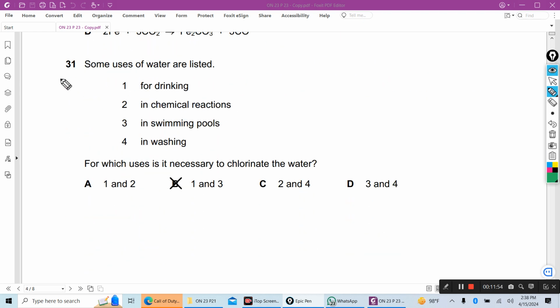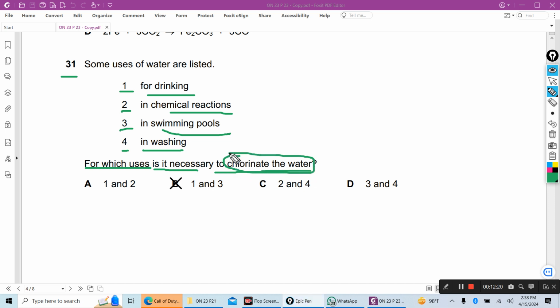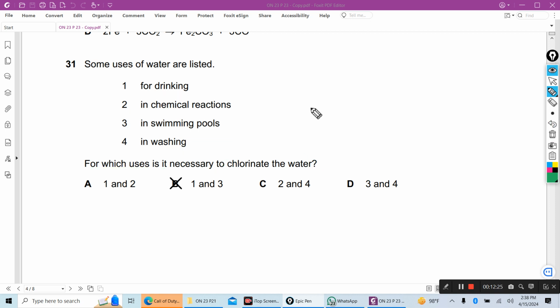31. Some uses of water are listed: 1 for drinking, 2 in chemical reactions, 3 in swimming pools, 4 in washing. For which uses is it necessary to use chlorination of water? Chlorination of water is needed to kill bacteria or microorganisms. So 1 is the right answer.